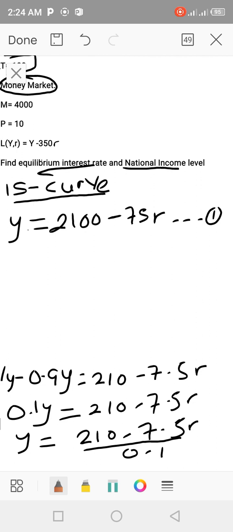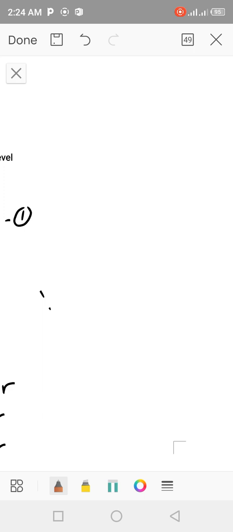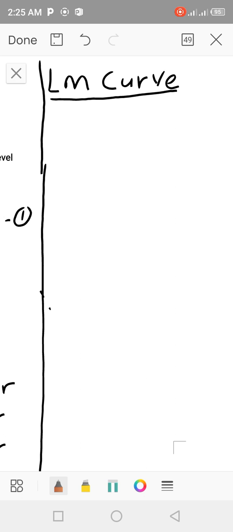Now let's look at the LM curve. The LM curve relates to the money market, which is money supply divided by price level equals money demand, and in this case that is represented by liquidity preference as a function of income and interest rate.